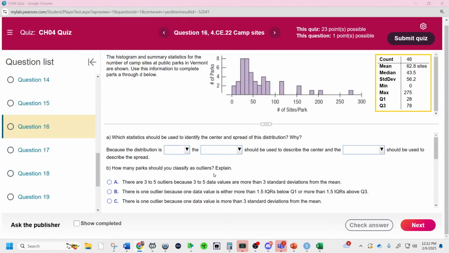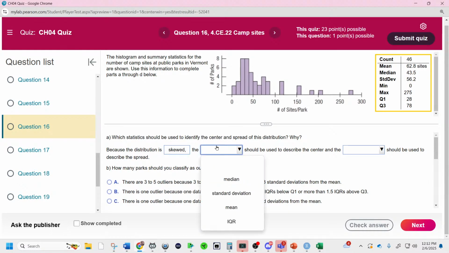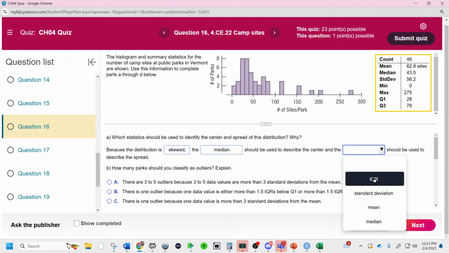Okay. Because the distribution is so skewed to the right, what should be used for the center? There's only 2 possible answers here. The median. And then the spread would be the IQR, respectively.